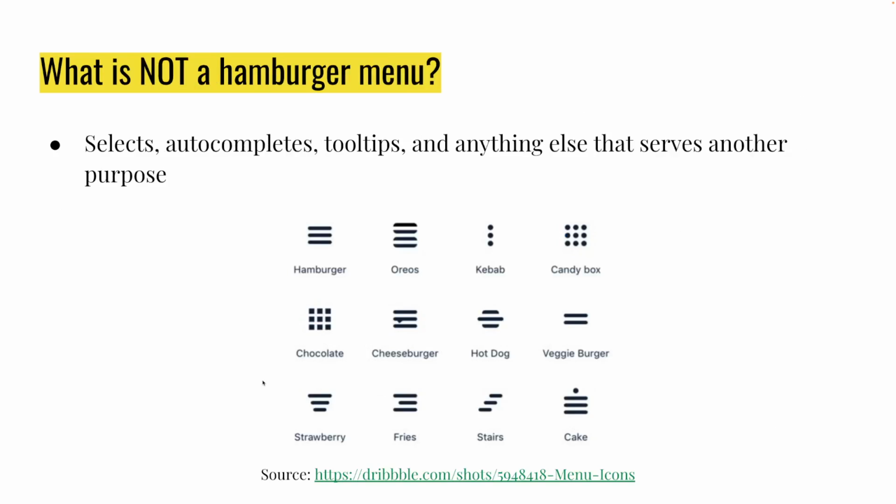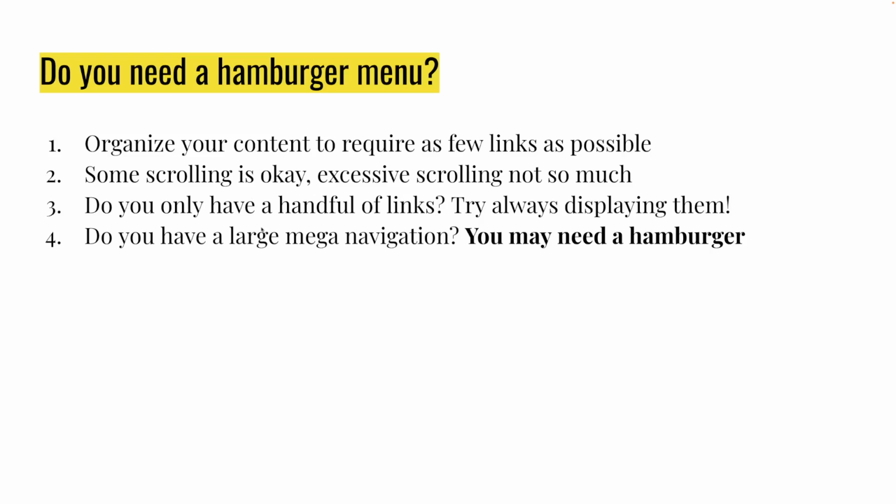What is not a hamburger menu? Something like a select or an autocomplete, a tooltip, or anything else that serves another purpose. The semantic elements you use highly plays into the eligibility of what you would qualify as a hamburger menu. And I found this pretty funny image. It happens to be on Dribbble. So do you want a strawberry menu? Do you want a cheeseburger menu? That's up to you. But I typically go with the hamburger.